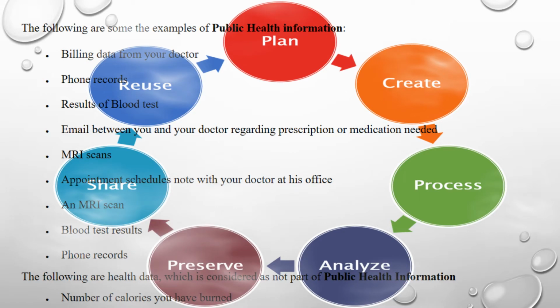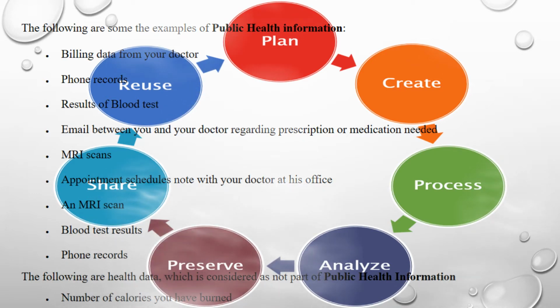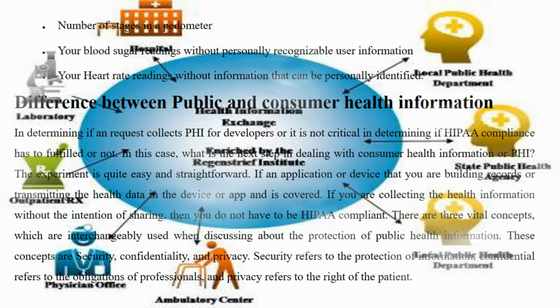The following are health data which are considered not part of protected health information. Number of calories you have burned. Number of steps on a pedometer. Your blood sugar readings without personally recognizable user information. Your heart rate readings without information that can be personally identified.